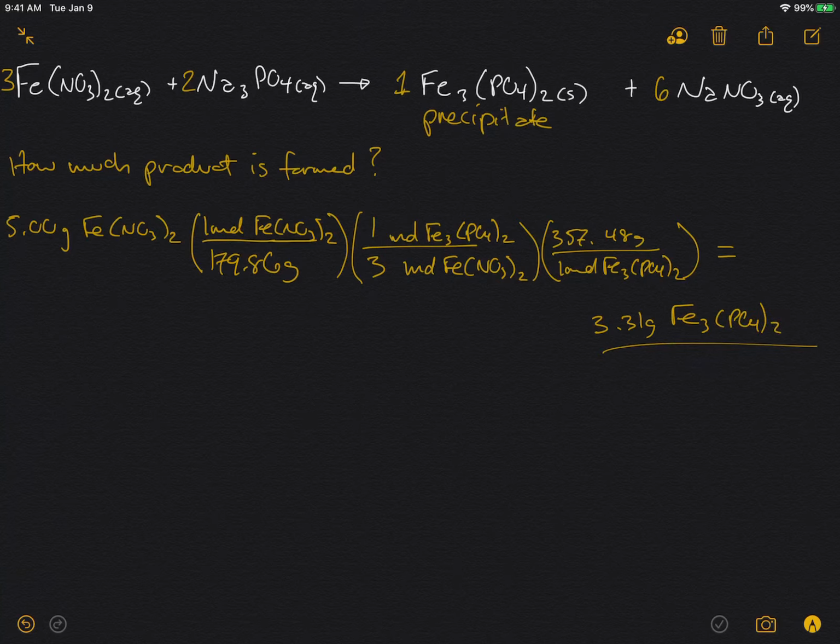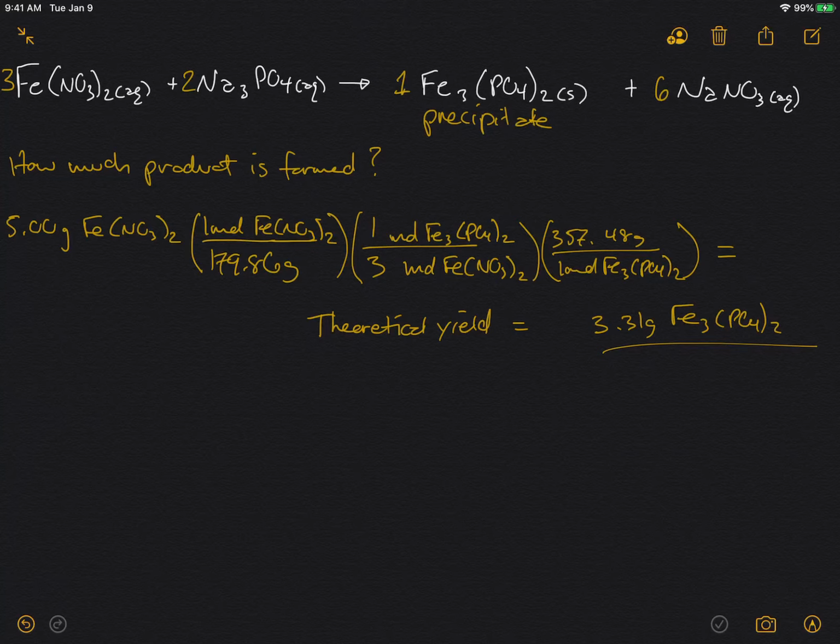That's the maximum amount of iron phosphate that we could form if all of that 5 grams of iron nitrate reacted. And we often refer to this as the theoretical yield. So that's the maximum amount of product we could form if all of the iron nitrate reacted and we were able to recover 100% of that iron phosphate formed. So we'll use the theoretical yield in percent yield calculations a little later.